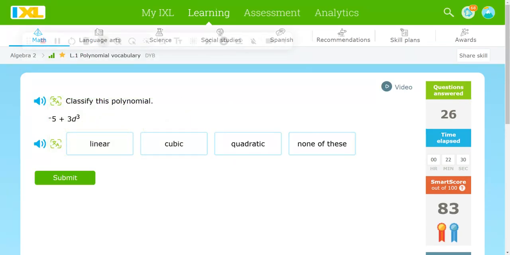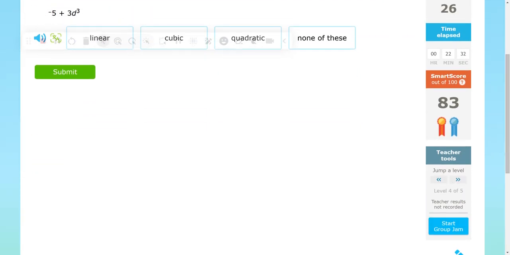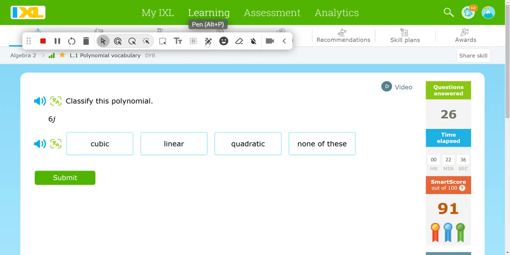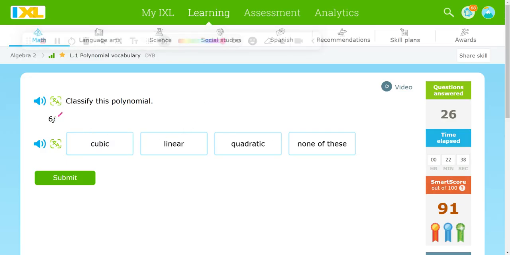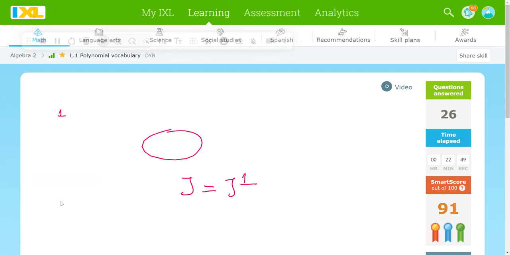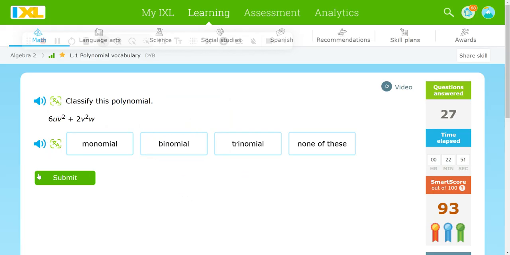Okay, let's do the last level over here, level 5. Nothing really fancy. J, it means J power 1. If you see J, it means J power 1. Power 1 is linear. So here we go, done.